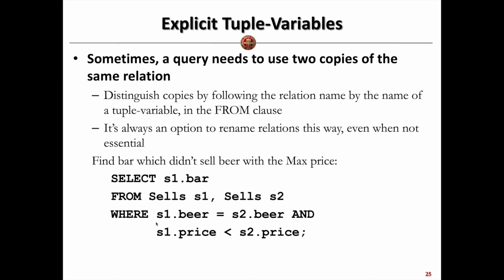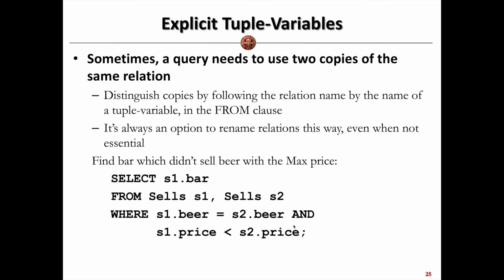And here we have a where clause. In the where clause, we have to join between the two copies based on the same beer names. So therefore, we have one condition for the join between them: S1.beer equals S2.beer. So we're matching them together, right? To join them together based on the same beers.